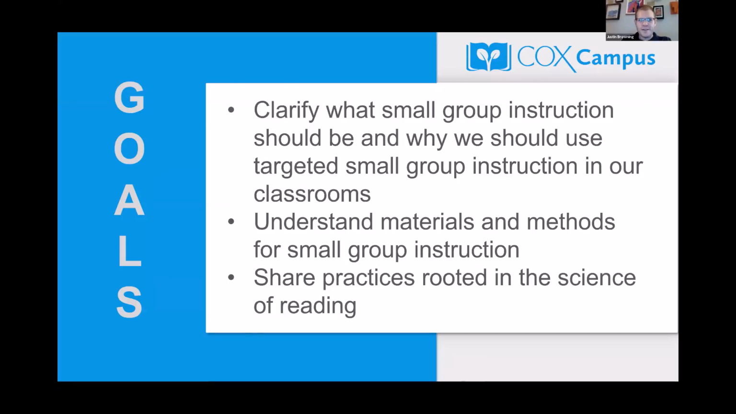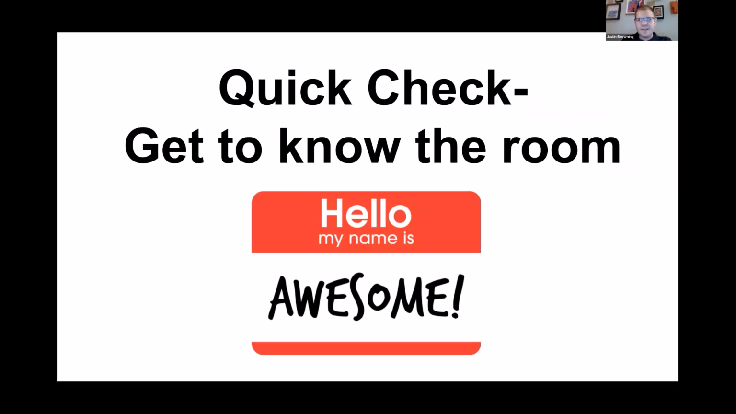So before we go any further, I want to know who these awesome people are in the room today with us. And so we have a quick poll that is going to ask two questions. One, what is your role? And then two, have you taken the Cox Campus Targeted Small Group Instruction course? If you haven't, that is perfectly fine. What we're doing today will complement it. It will not replace it.